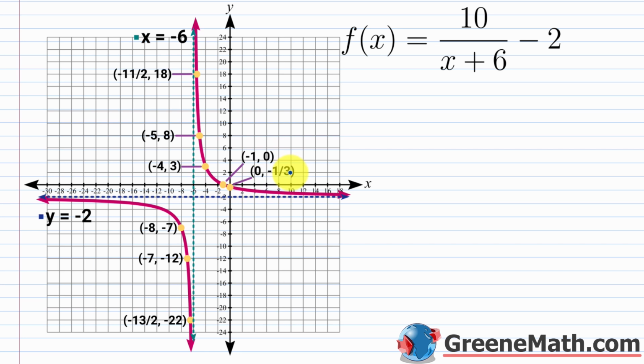And then 0, negative 1/3. Over here, you have your negative 8, negative 7. Your negative 7, negative 12. And your negative 13 halves, negative 22. So the scale of this is a little bit different. Again, I gave you a link for everything on Desmos, so you can just click it if you need to zoom in.